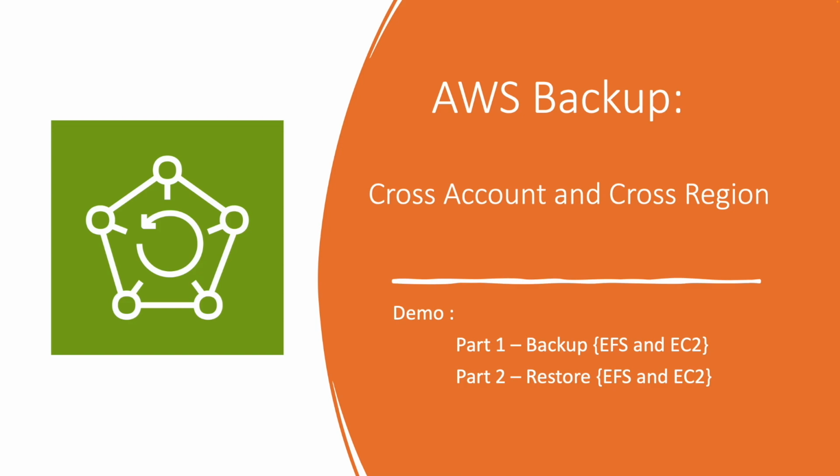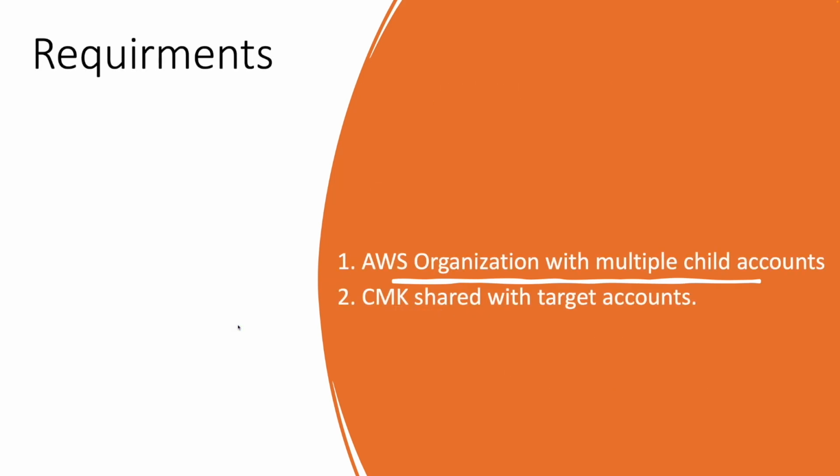So just moving on to the requirements part, what we are going to prepare for this demo. Here I have an AWS organization with multiple accounts, and from there I'm using one account as the source region and source account, and the second one as a DR account or DR region. In the source account, I have two custom CMKs and in the target account one custom CMK.